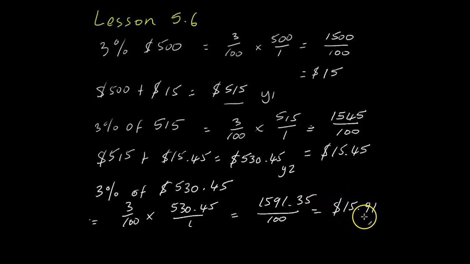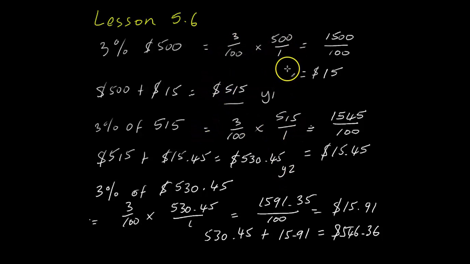And then we're going to take that $15.91 and we're going to add it to this total amount here of the 530 for the year that we began with. And that will equal $546.36. So quite a long calculation, but it's good to see how this actually breaks down, how compound interest works.